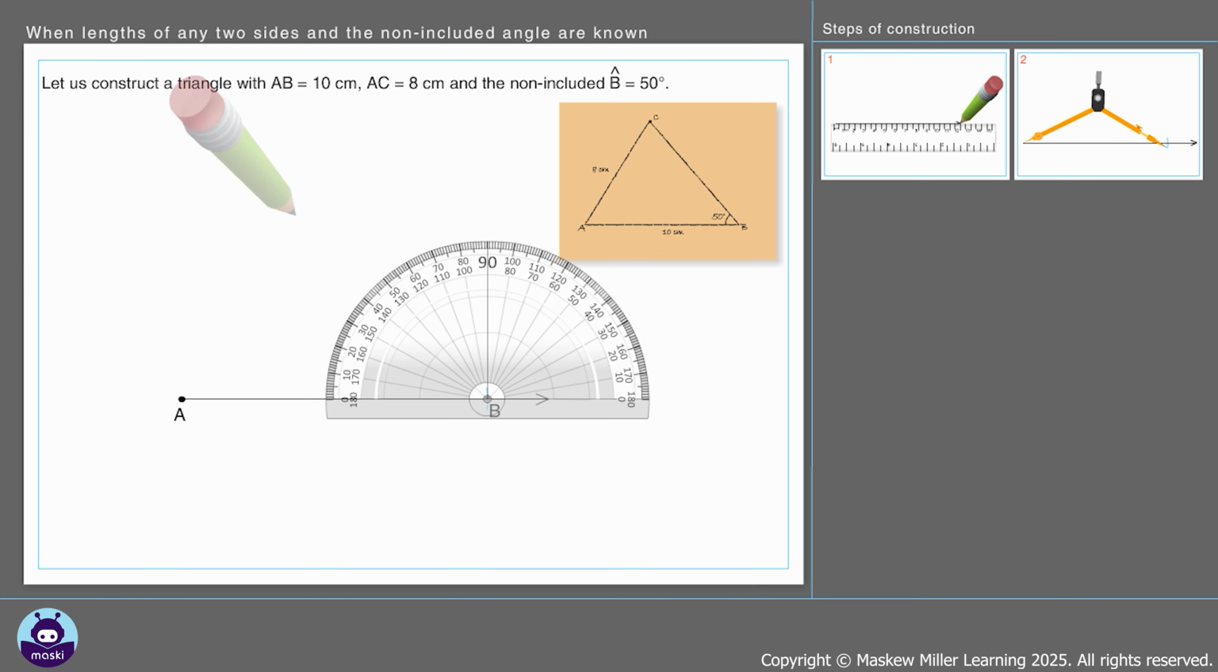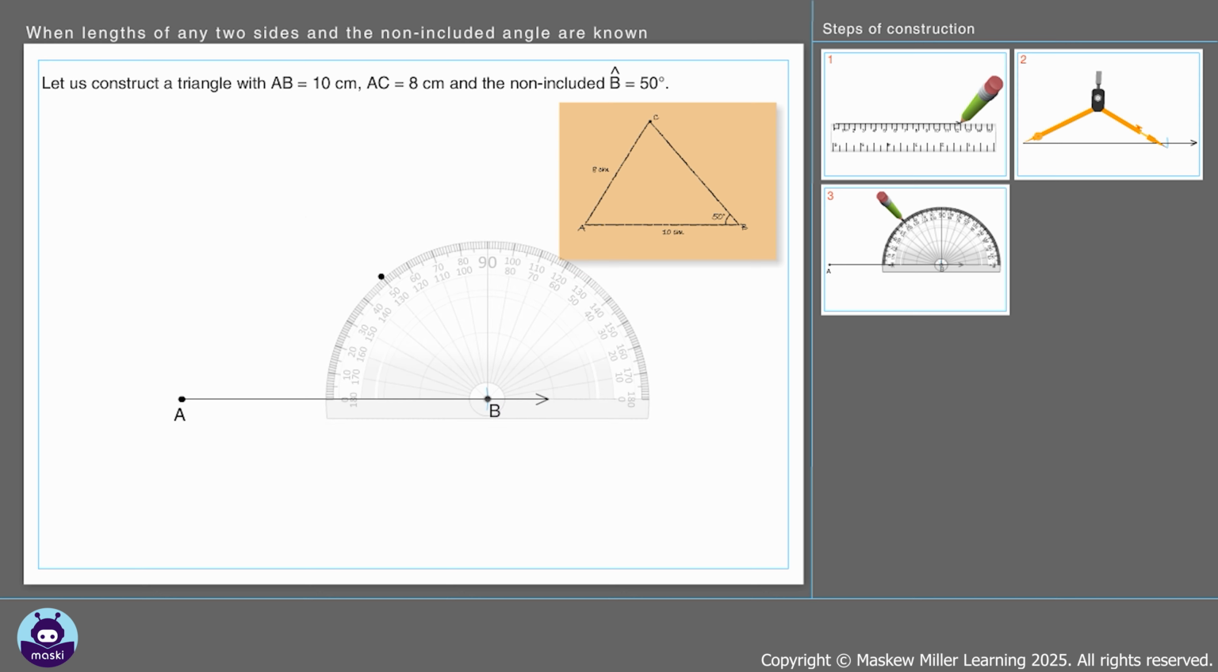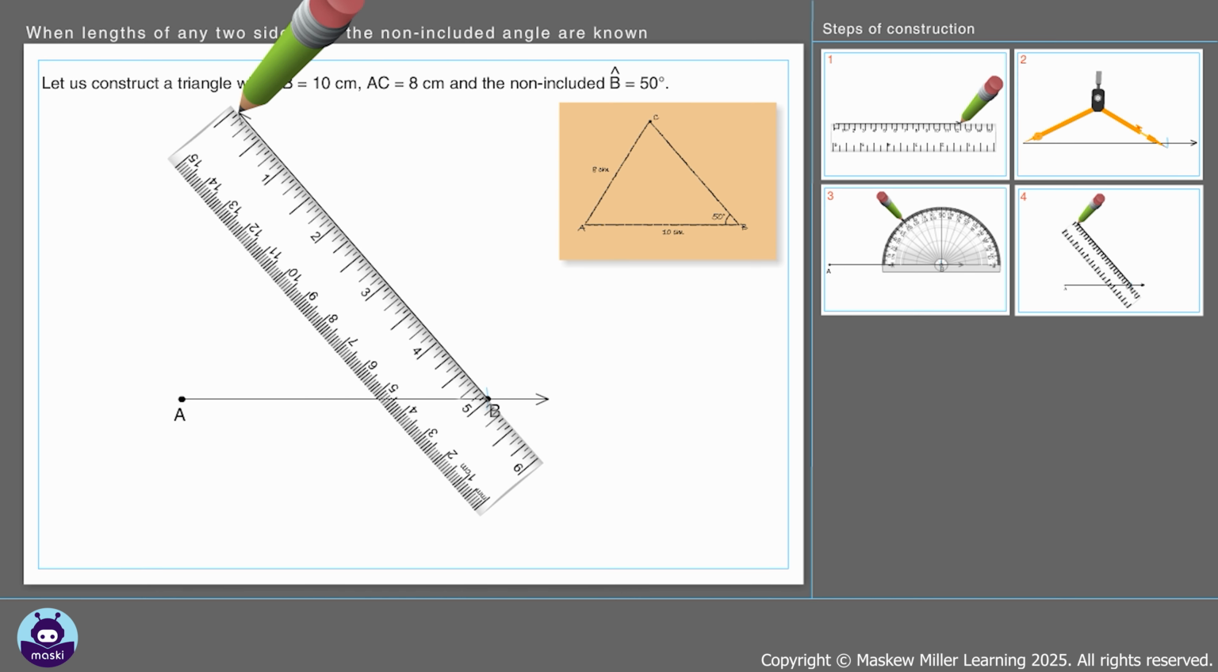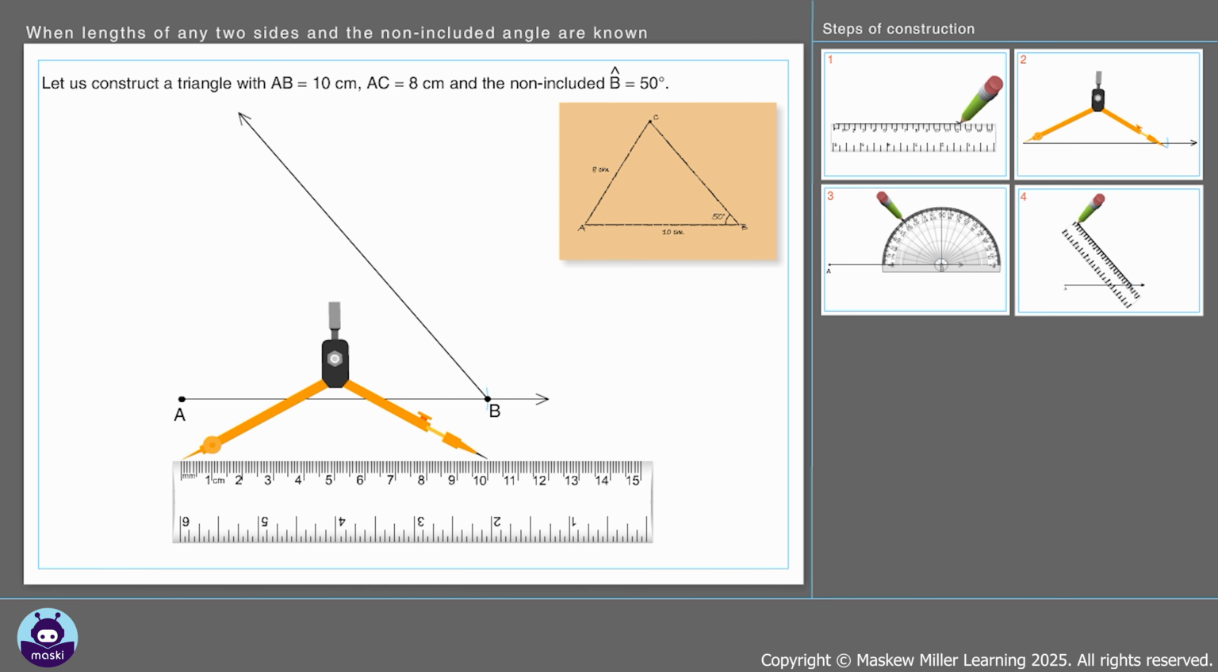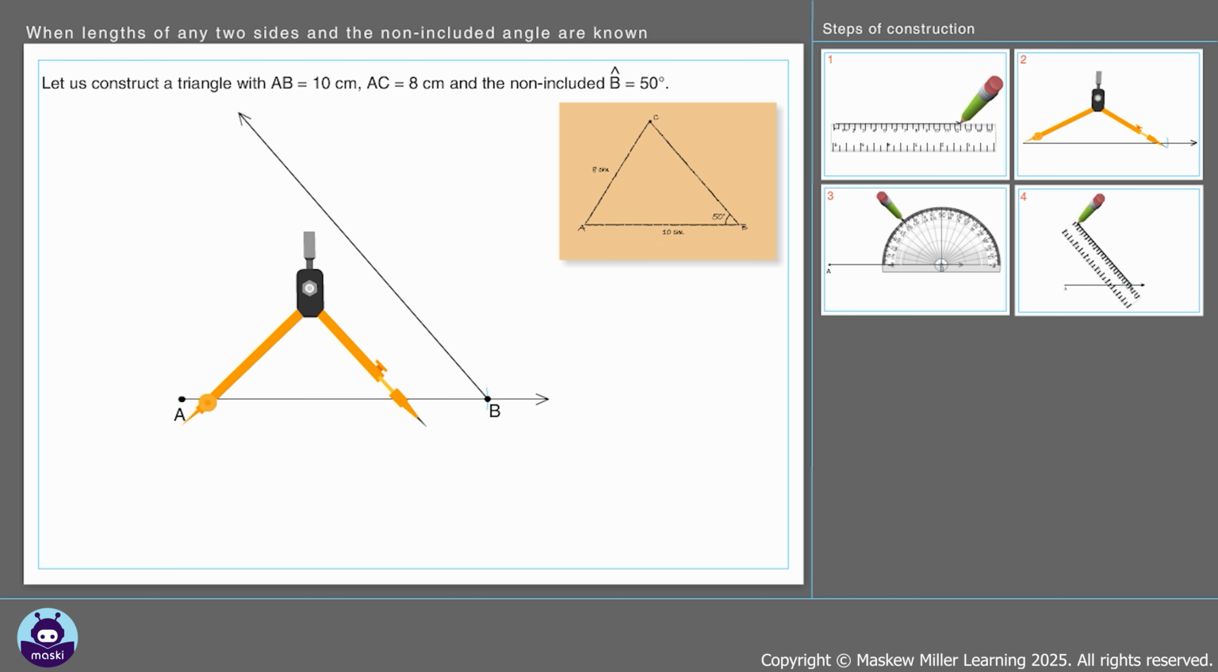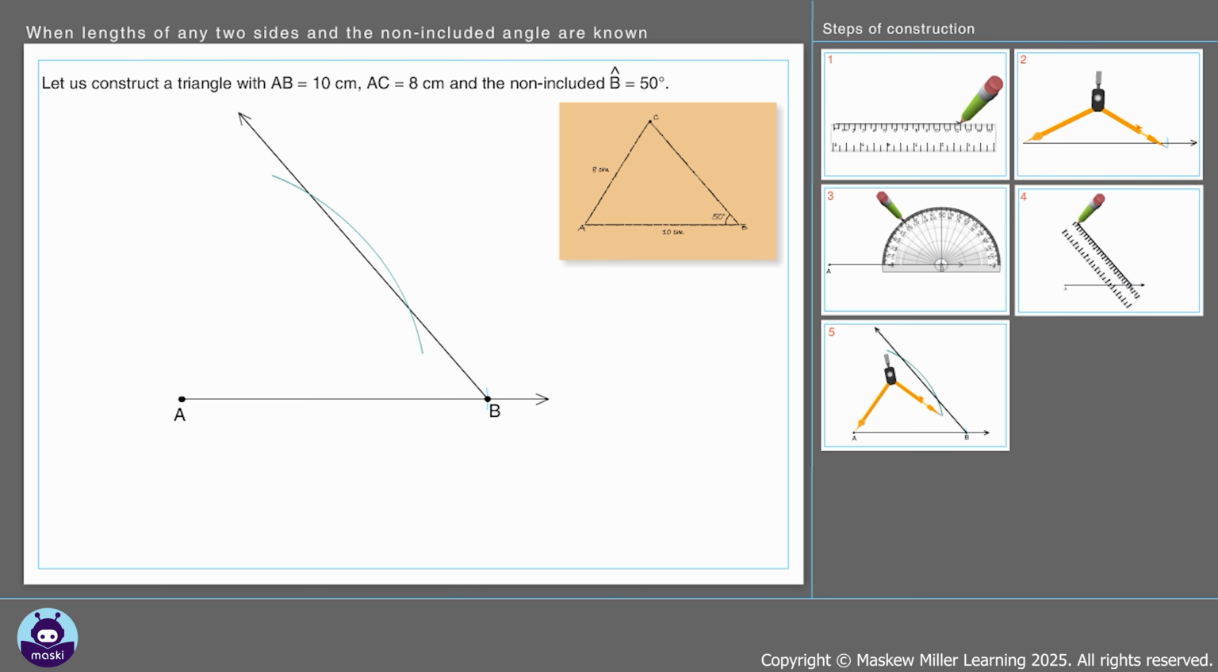At point B, we measure and draw an angle of 50 degrees using a protractor as shown. Now, adjust the width of the compass to 8 centimeters and place the point of the compass accurately at A. We now draw an arc to intersect the angle of 50 degrees. We find that the arc intersects the angle at 2 points. We call them C1 and C2.